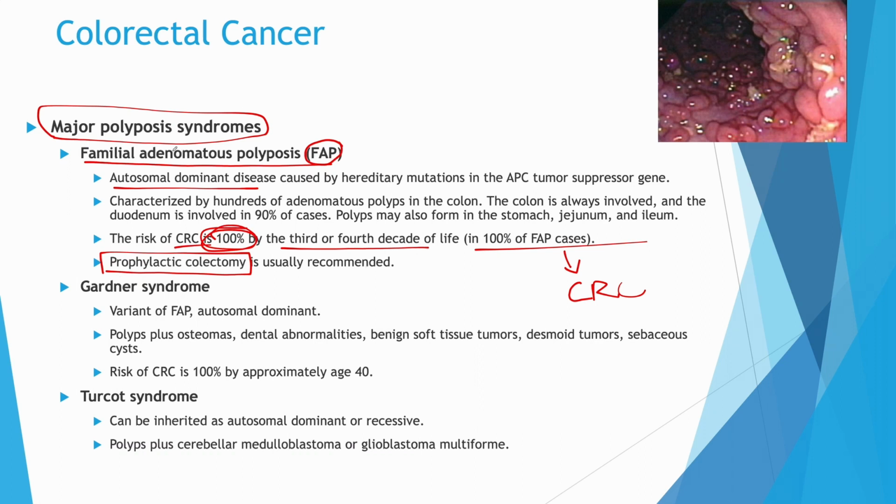Some variants of FAP are Gardner syndrome. These tend to have osteomas, bony abnormalities, dental and soft tissue tumors. And then there's Turcot syndrome, which is usually plus some sort of neurological issues. So FAP plus neurological issues. This one's usually skin, and this one's usually neuro.